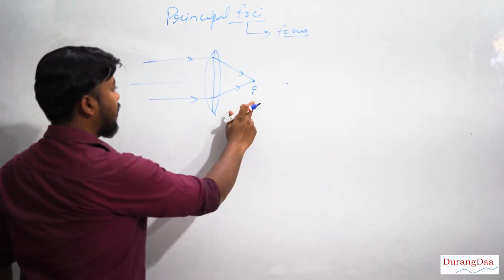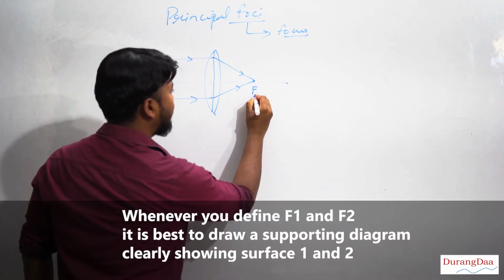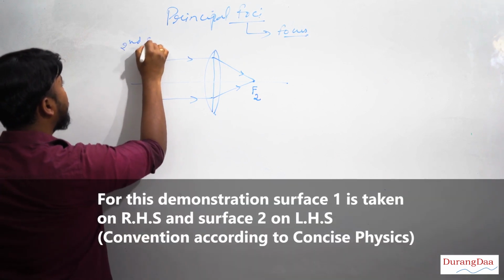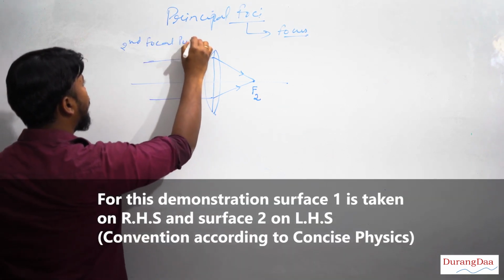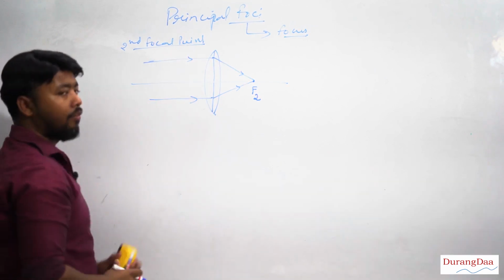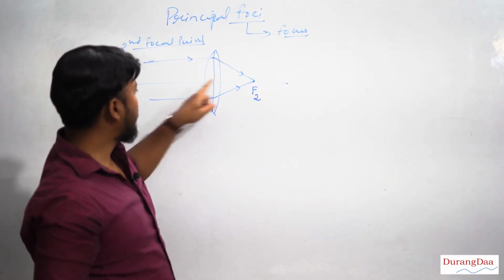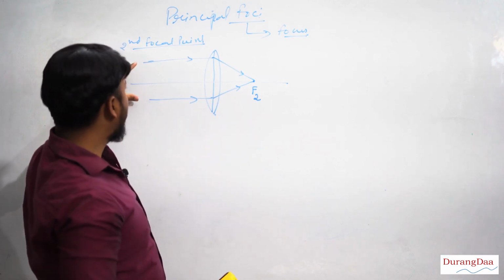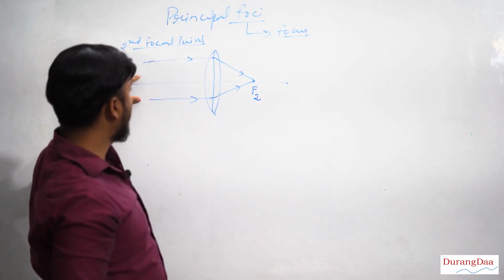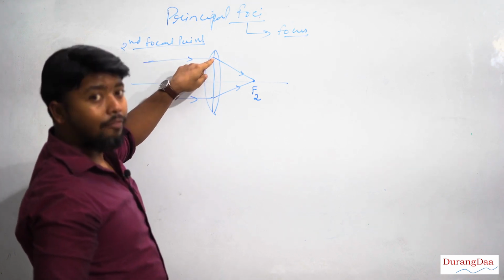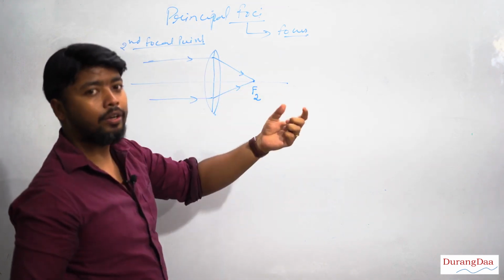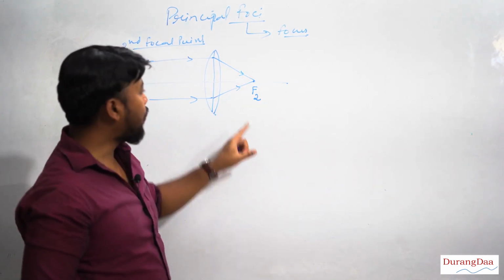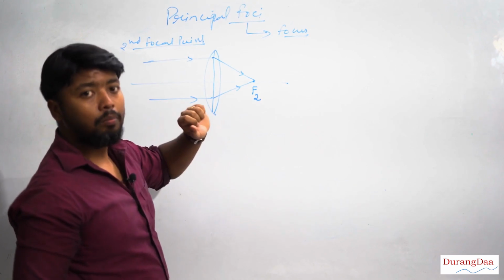Now the point over here, we'll call it the second focal point. So we'll just name them. This is the second focal point. How to define it? Second focal point, as you can see, is a point on the principal axis such that if a ray of light coming parallel to the principal axis, after refraction passes through that point or appears to, or actually meets at that point, that point is called the second focal point.